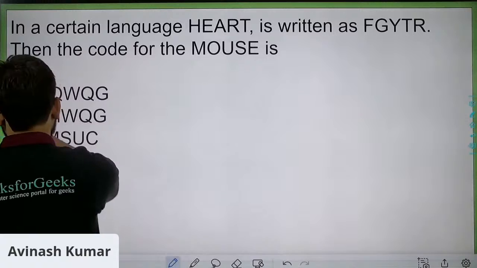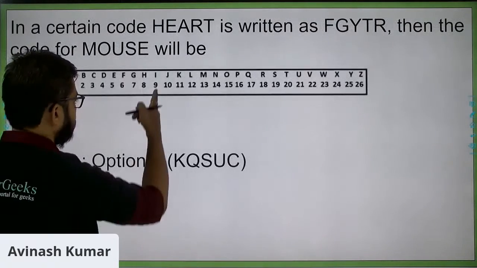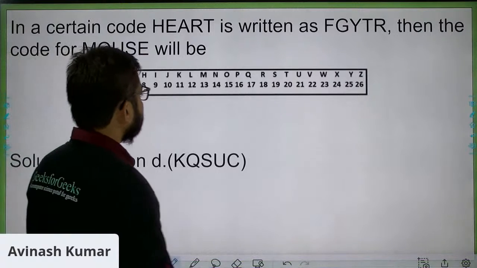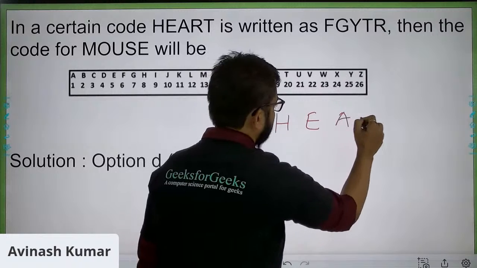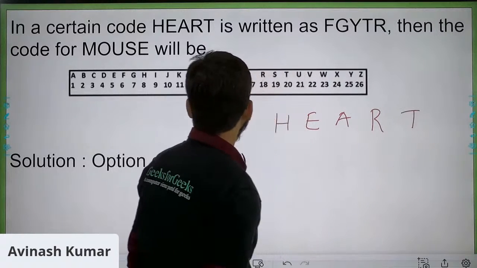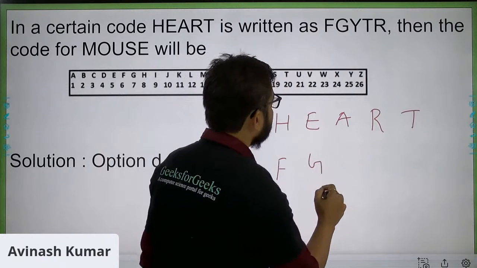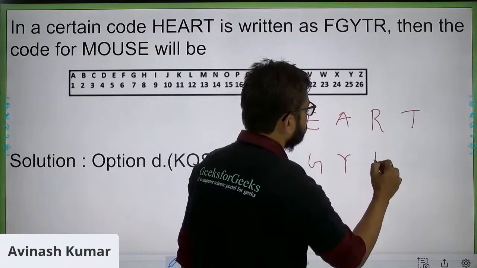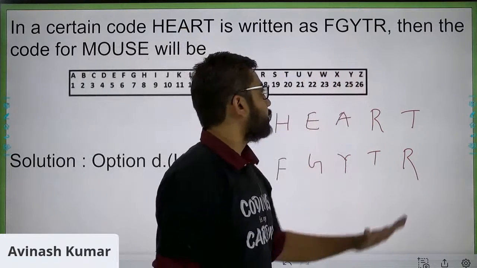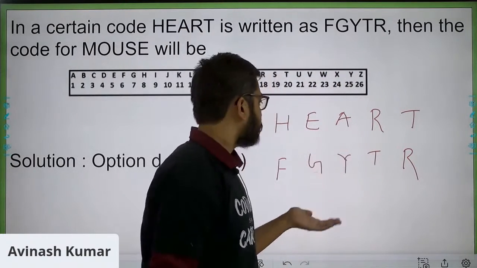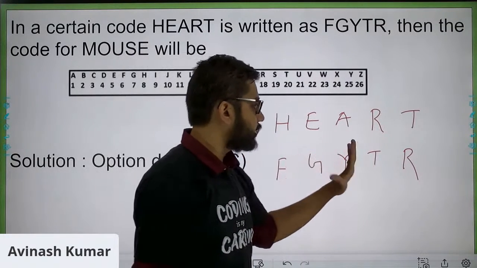Okay, so let's see the question. Whenever we get this kind of question, we apply the same pattern. I am writing H E A R T, heart. Just below I am writing F G Y T R. Since this is a 5-letter word and this is also 5 letters, I can write this one just below the other. Now you have to see what relation exactly they are following.